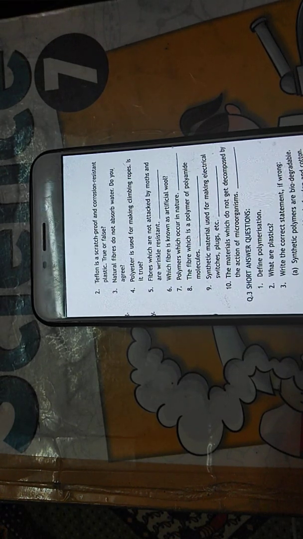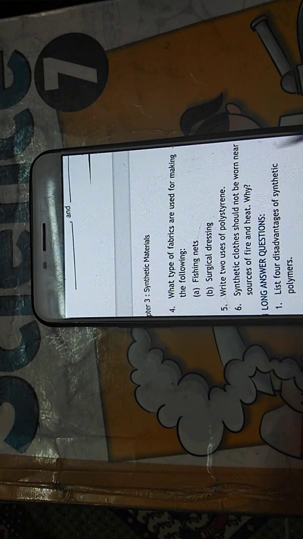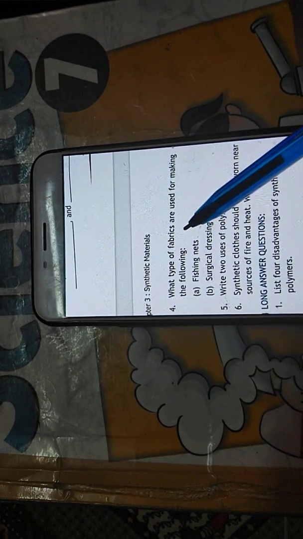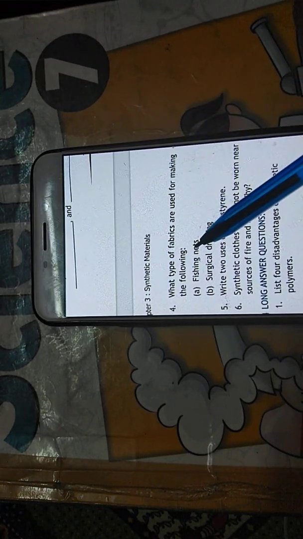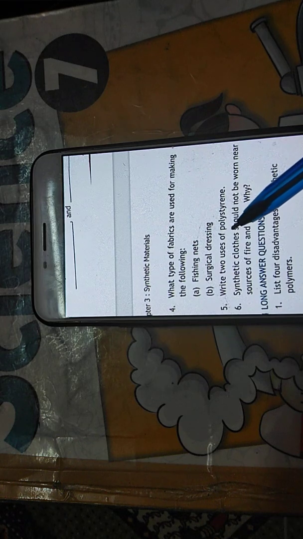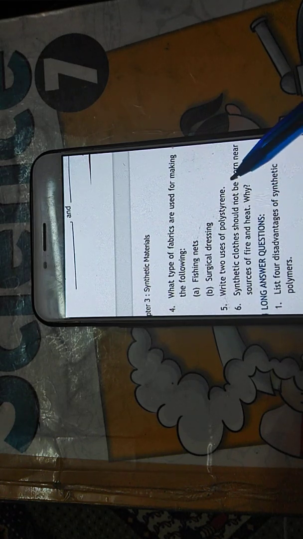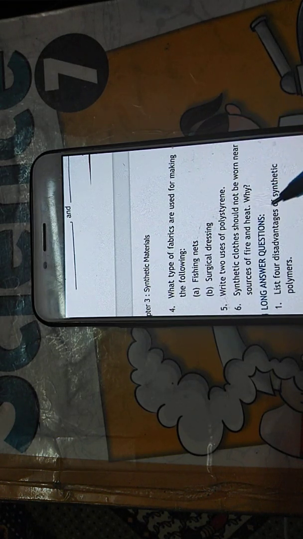Next, you have to attempt by yourself, but listen carefully how you have to write this. If you have written part C, PVC has non-stick properties, the answer is: it is a wrong statement because Teflon has non-stick properties. Okay. Our next question is: what types of fabrics are used for making the following? Do it yourself. Next question, uses of polystyrene. Very easy. Attempt by yourself.